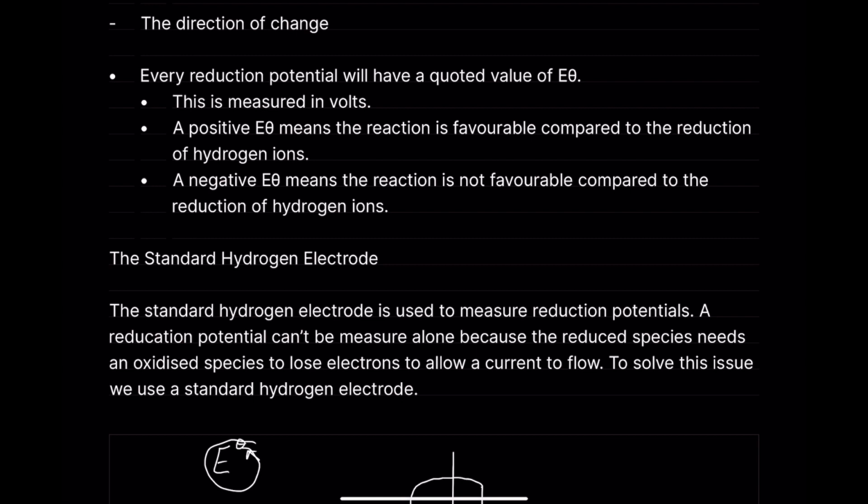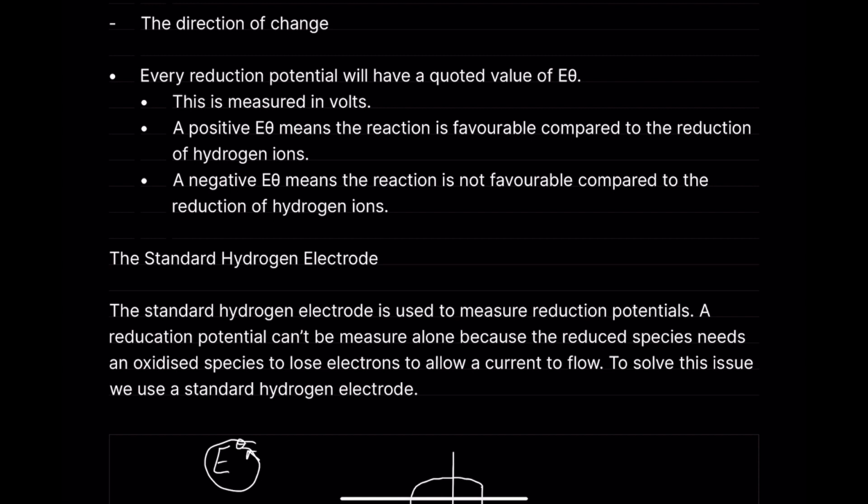Vice versa. A negative electrode potential means the reaction is not favorable compared to the reduction of hydrogen ions, i.e., it means the reaction is favorable to the oxidation of hydrogen ions. It means the reaction is much more likely to be oxidized, which makes sense because if you have a negative value, it's more likely to lose electrons than gain electrons. You're more likely to be oxidized than to be reduced. And the more negative it is, the more likely it is to be oxidized.